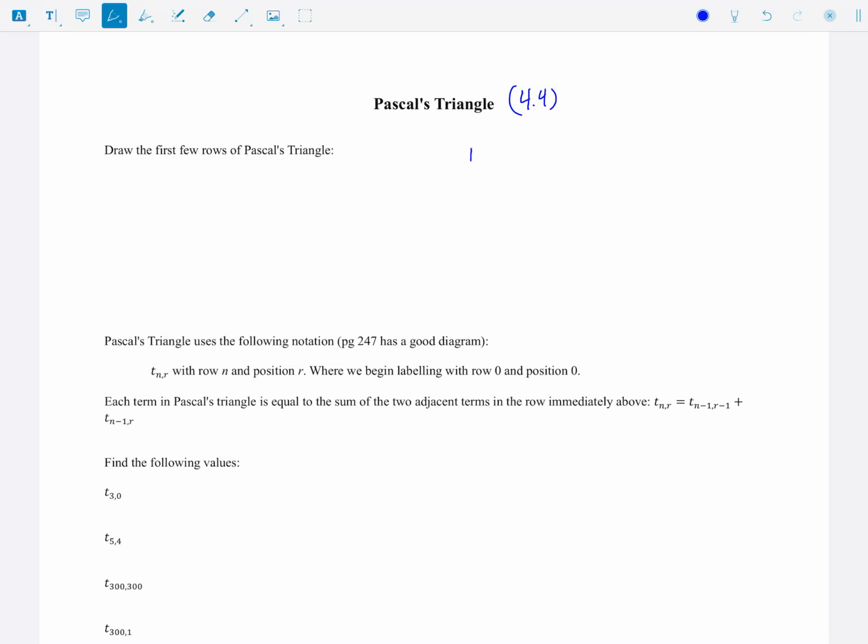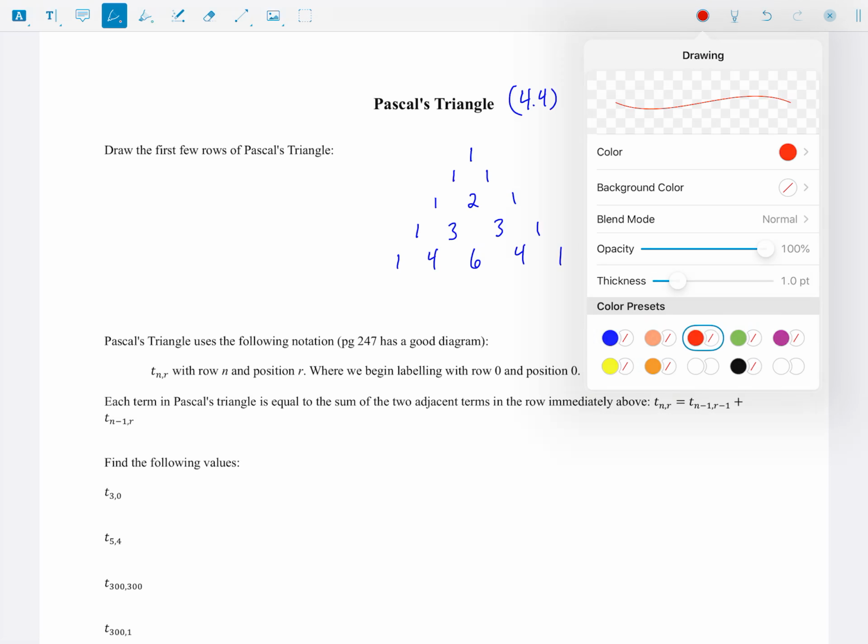First, you start with a 1 up top. Then you have a 1 and a 1 below. And then you have a 1, a 2, and a 1. Next row is a 1, a 3, a 3, and a 1. Next row is a 1, a 4, a 6, a 4, and a 1. And then let me explain how this is developing if you can't see it.